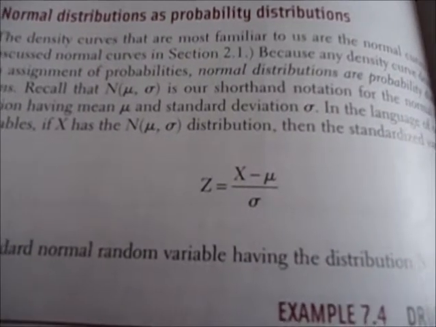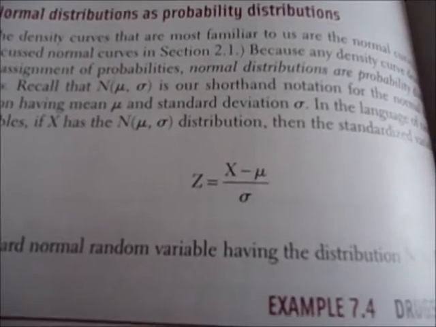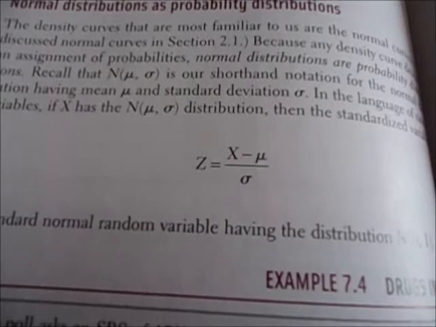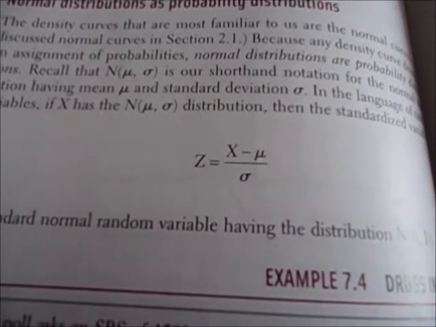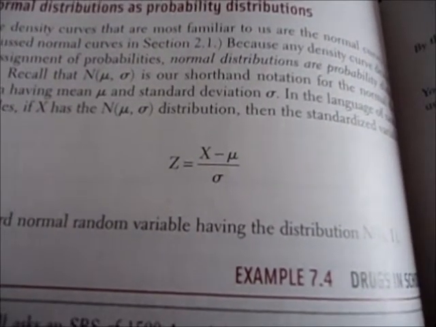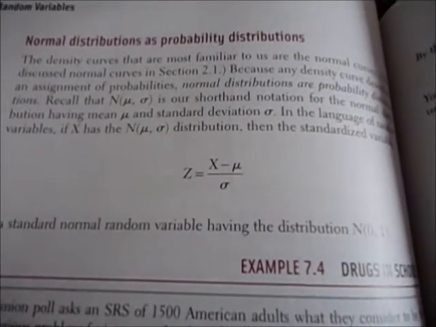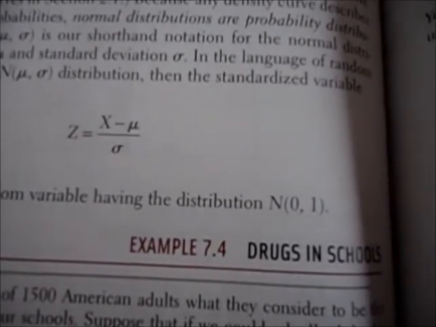Like in earlier chapters, we will be using the formula z equals x minus mu over the standard deviation. The standard normal variable is the standard normal random variable having the distribution N(0, 1).